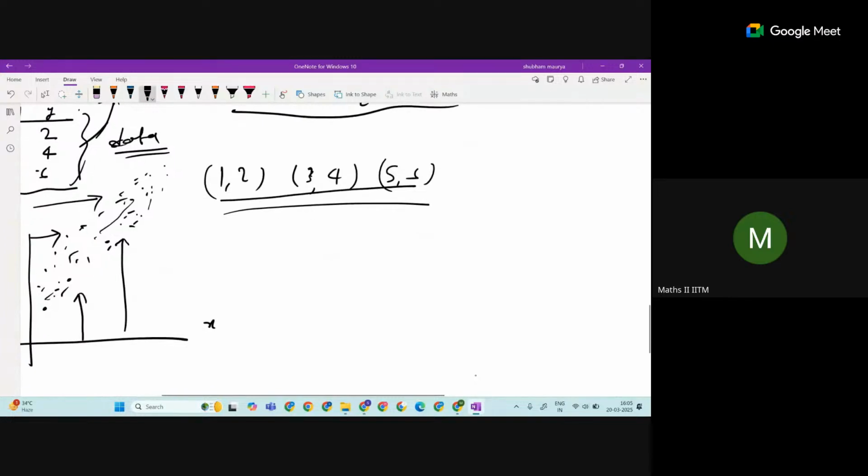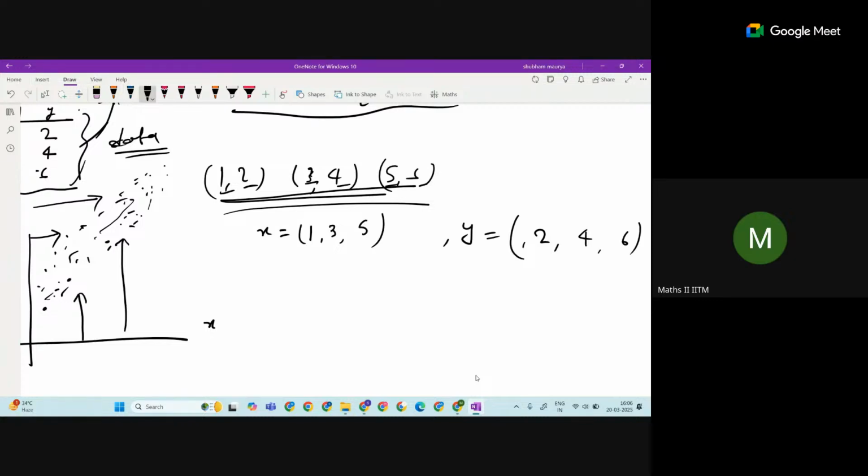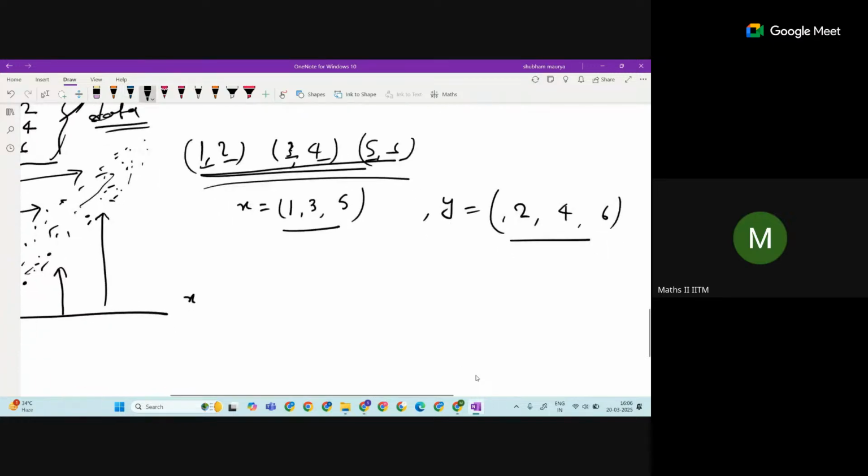So theoretically, what I mean to say is, suppose we have data and I am forming x as 1, 3, 5. This I collected here. And y is collected here: 2, 4, and 6. Okay, we have these two now. You can think of this as a kind of vector now because it is listed, or even we can write it like this, 2 4 6.